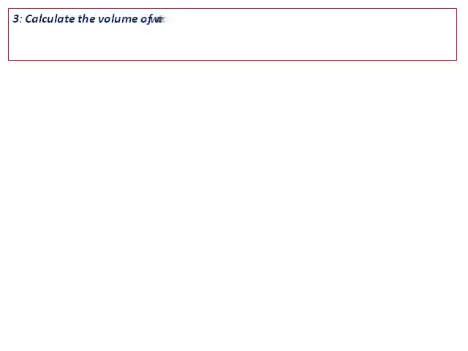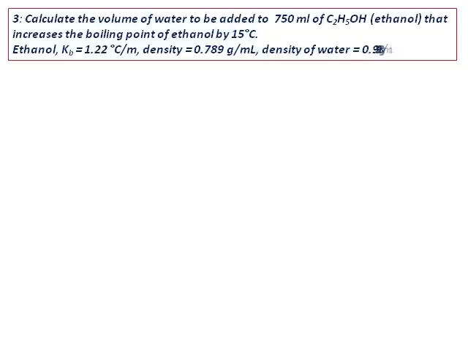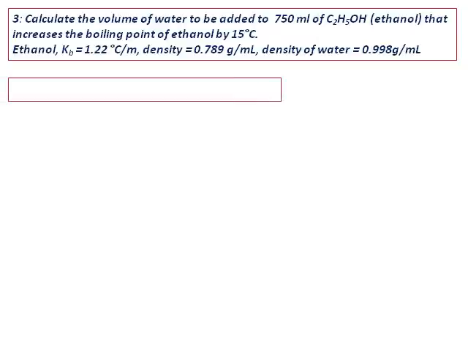Calculate the volume of water to be added to 750 milliliters of ethanol that increases the boiling point of ethanol by 15 degrees Celsius. The Kb of ethanol is given, and the density of water and ethanol are also given. So this is a different kind of question where the boiling point elevation is given, and they are asking how much of the solute is to be added to increase the boiling point of the solvent. And note that ethanol is the solvent here and water is the solute.